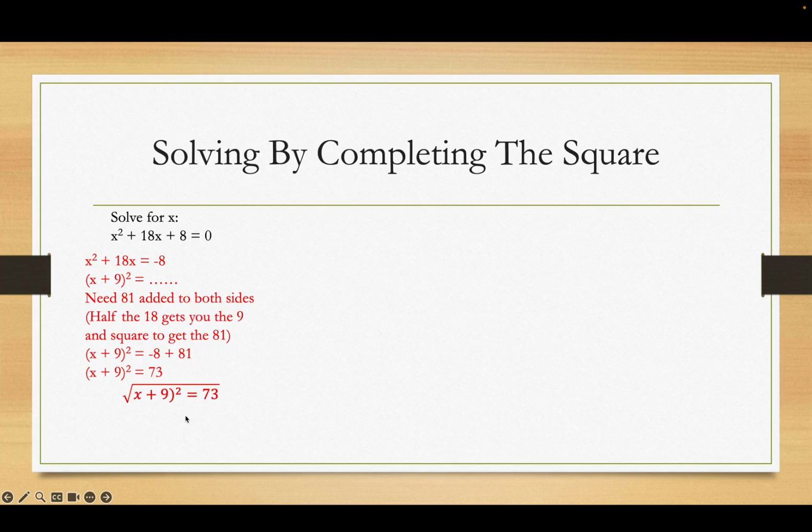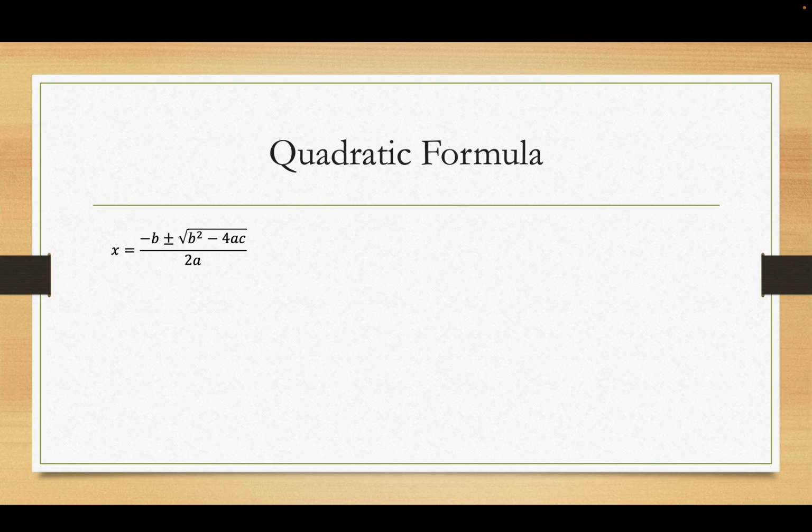I square root both sides. The square root of x plus 9 squared is just x plus 9. That's going to equal plus or minus the square root of 73. Subtracting the 9, I get x equals negative 9 plus or minus the square root of 73. A very good technique for solving unfactorable quadratic equations. Half and square is the phrase to remember.